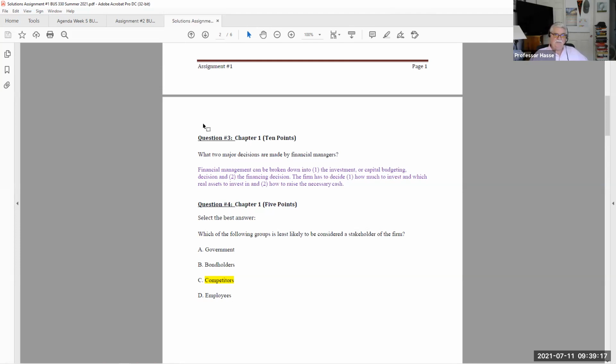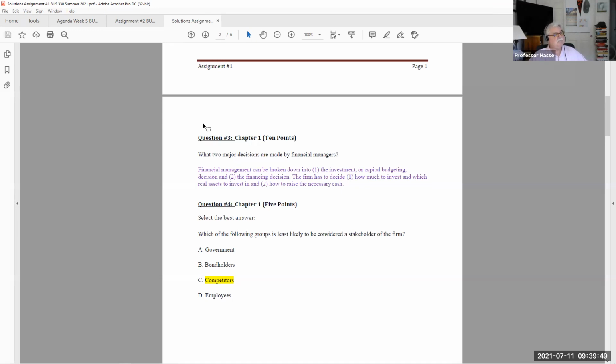The next one is also kind of a jerky type of question, but it proves a point. Which of the following groups is least likely to be considered a stakeholder in a firm? Naturally, I would think that would be the competitor. I don't think you want your competition to be a stakeholder in a firm. Remember, a stakeholder is somebody who has an investment or gets some type of return off that entity. You don't want any return given to your competition. So that's why the answer is competitors.